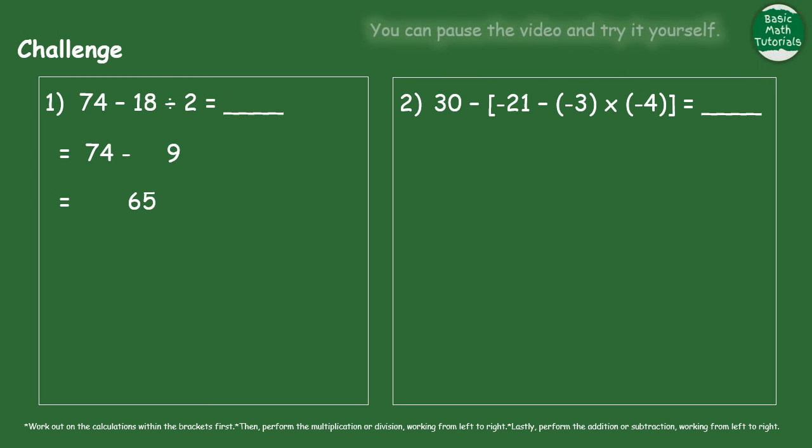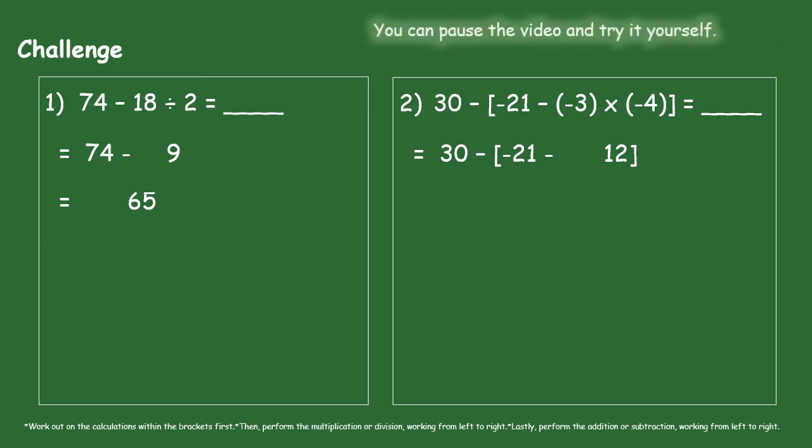Great. Now let's go to the second challenge. 30 minus open bracket negative 21 minus open parentheses negative 3 close parentheses times open parentheses negative 4 close parentheses close bracket. Which one do we have to deal with first? Of course, those inside the brackets, but first the multiplication.